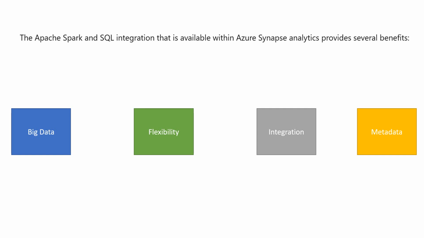The Azure Synapse Apache Spark Pool to Synapse SQL Connector is a data source implementation for Apache Spark. It uses Azure Data Lake Storage Gen 2 and PolyBase in SQL Pool to efficiently transfer data between the Apache Spark cluster and the Synapse SQL instance.